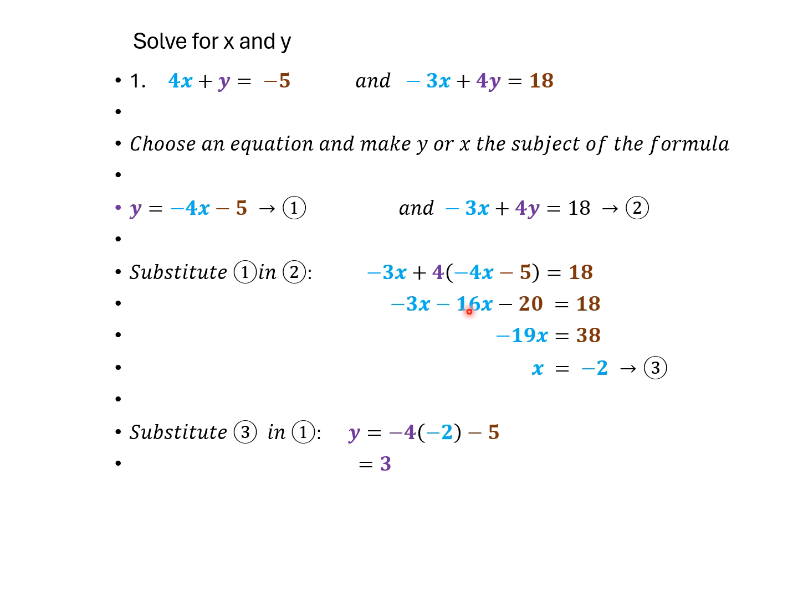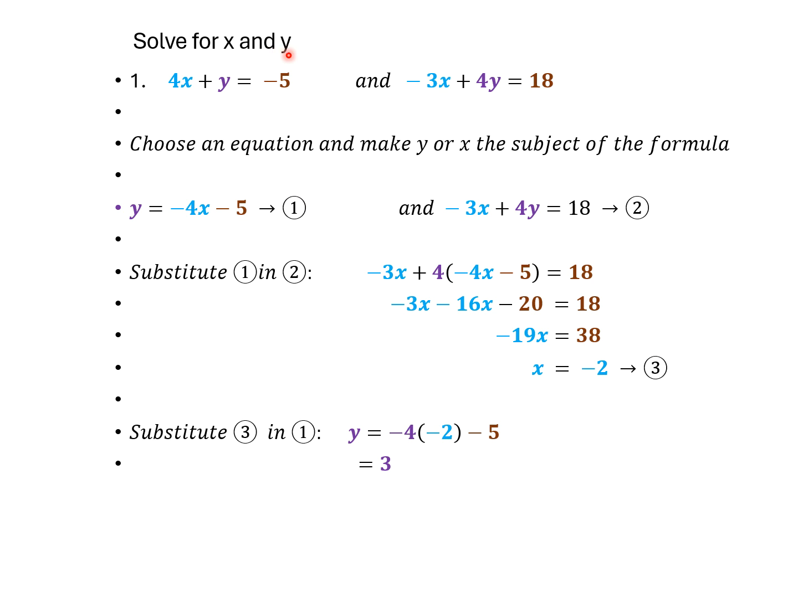Minus 3 minus 16 gives me minus 19. If I take negative 20 across, it becomes positive 20. 20 plus 18 gives me 38. We always divide by whatever is in front of x. So negative 19 divided by negative 19 equals 1x, and 38 divided by negative 19 gives me negative 2. This is my equation 3. So I've solved for x: x equals negative 2.